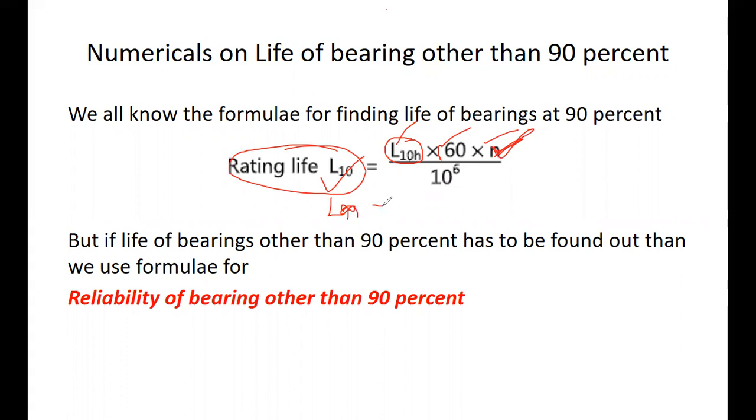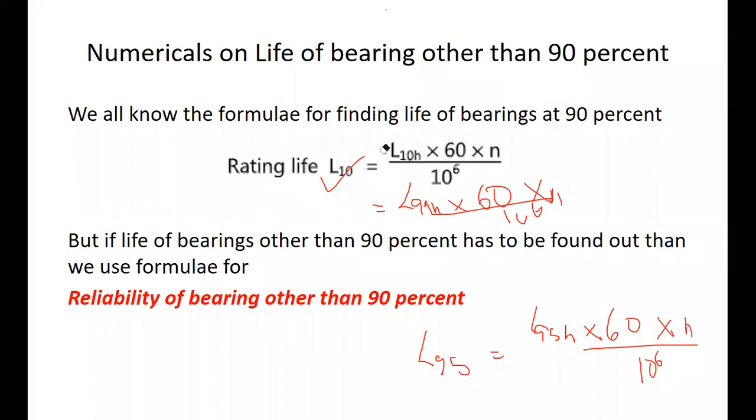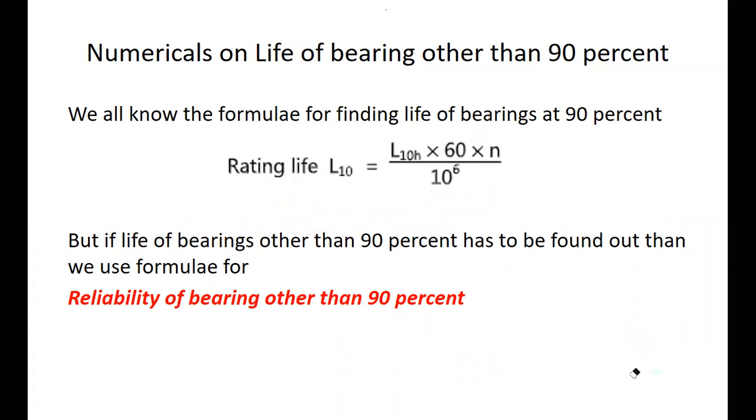Same is going to work for L99 in million revolutions. Then it will be L99H into 60 into N divided by 10 raised to 6. Same way, L95 will be L95H into 60 into N divided by 10 raised to 6. So what I'm trying to say is that the conversion of million revolutions to hours, whichever reliability it is, 90, 95, 99, the formula is still going to remain the same, right?